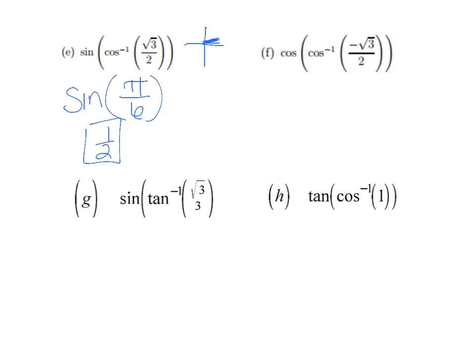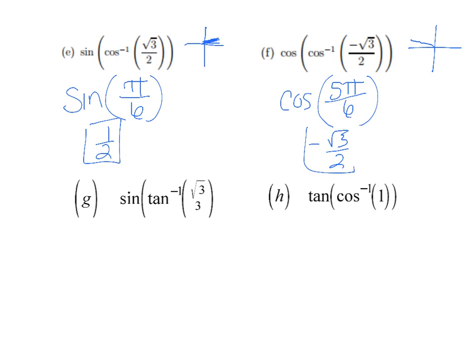Let's try F. Again, you're working on the inside first. Inverse cosine of a negative root 3 over 2. That's your x value, and it's going to be the long leg, so you're going to go way over here, negative. That angle is 5 pi over 6. And then you're looking to find the cosine of 5 pi over 6. Well, you're back where you started. You're at negative root 3 over 2.